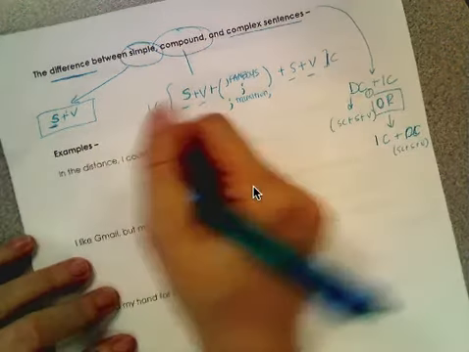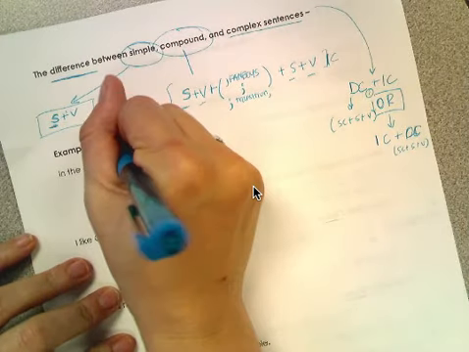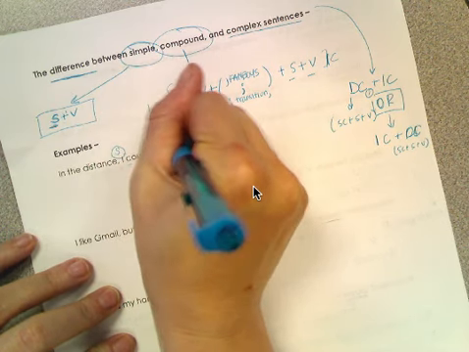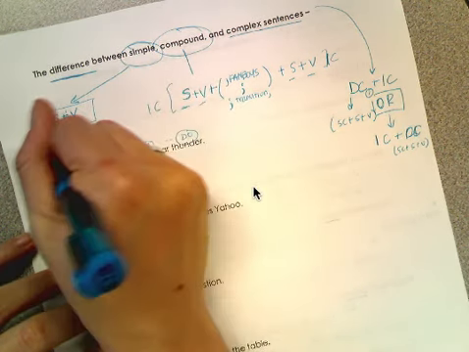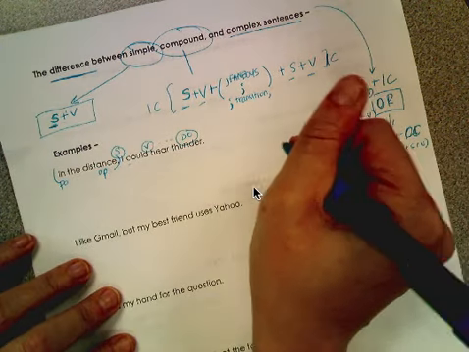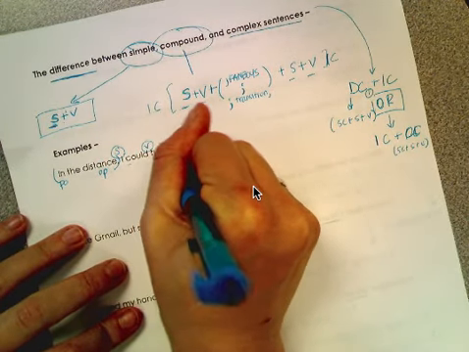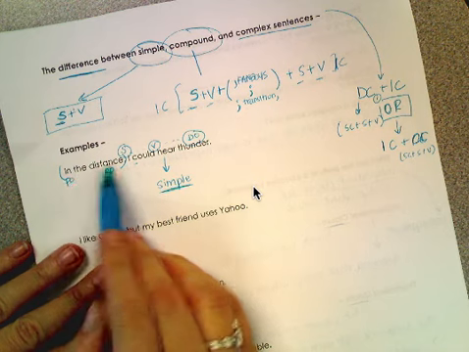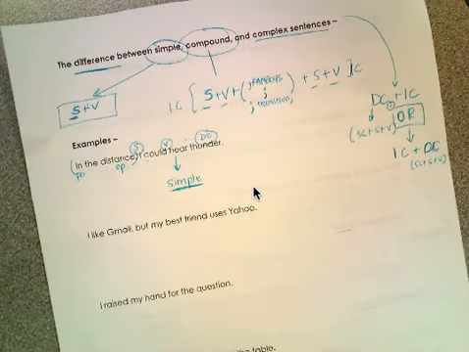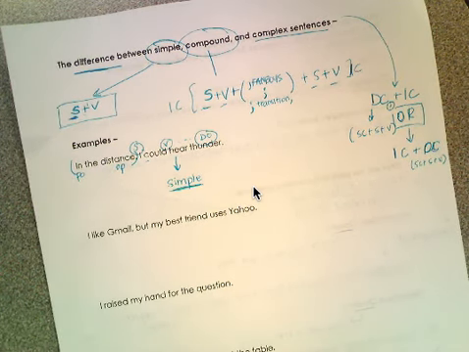All right, so for the example, it says, in the distance, I could hear thunder. So I know I have a subject right there. Could hear is going to be my verb. I have a direct object, and then I have a prepositional phrase. What kind of sentence is this? Ooh, simple. That's a prep phrase. It is not a clause. It is not dependent. I don't have a subject or a verb in there. So that's going to be simple.